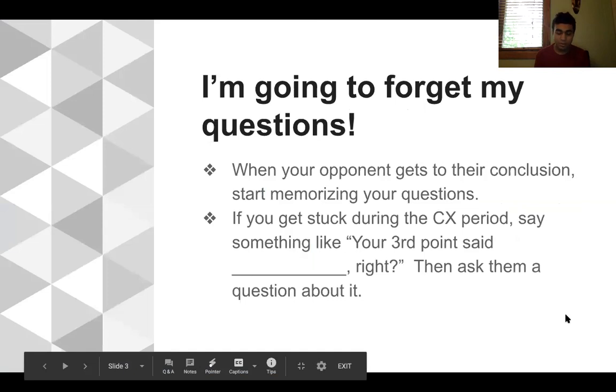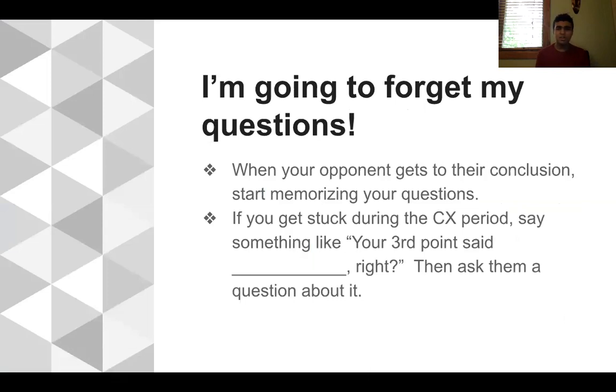Like most people, you're probably going to think, I'm going to forget my questions. I have to memorize all of them. I can't reference my legal pad. So my general rule of thumb is that when your opponent gets to their conclusion, start memorizing your questions. Remember, you shouldn't be having too many either. You're not having 10. You should be having 4 to 5. Also, maybe memorize the tags of each point. That can be really helpful because it can refresh you on the arguments.